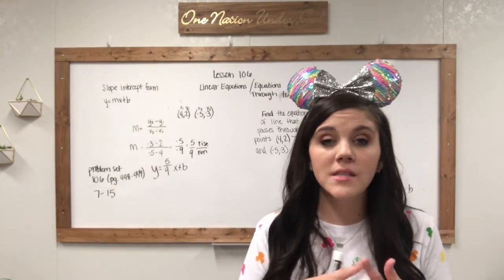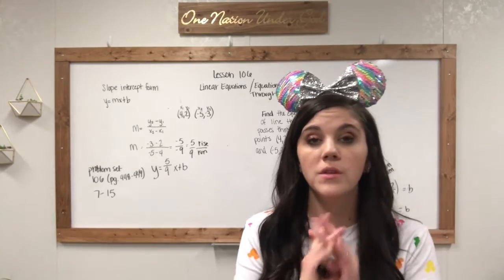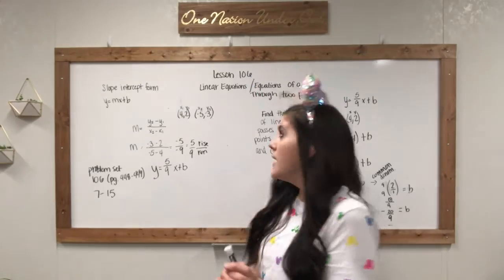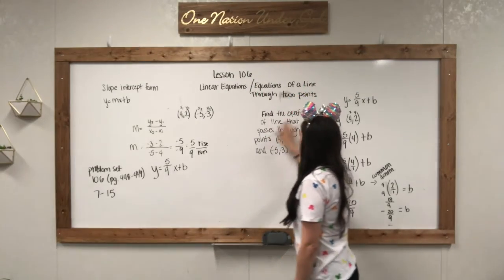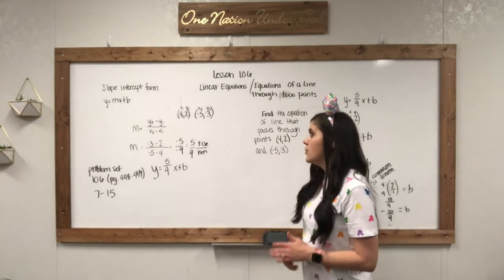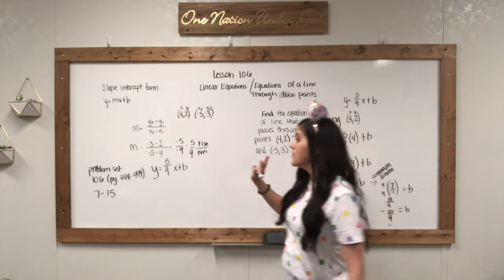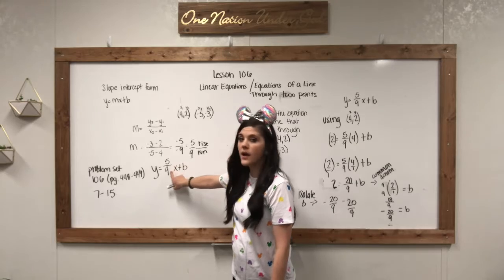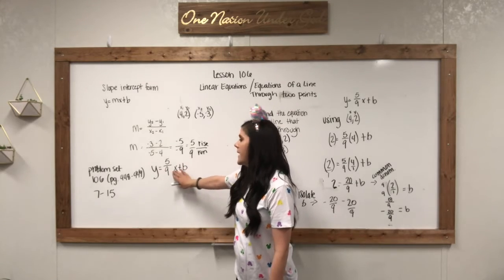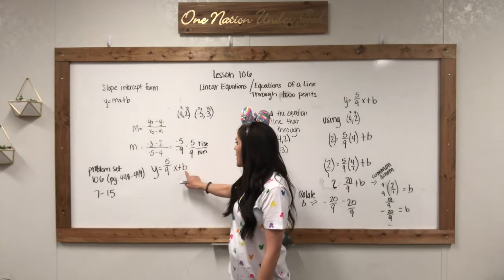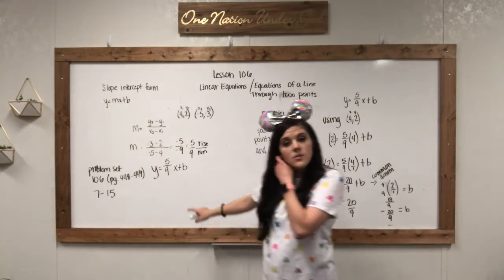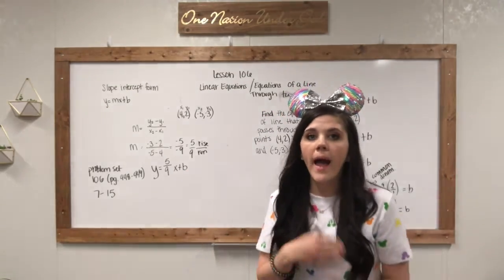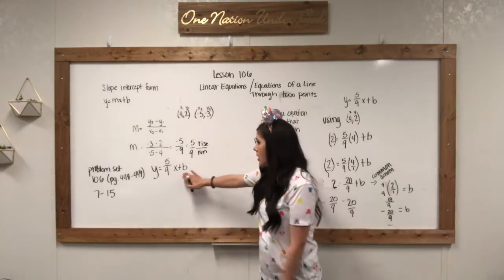But they did not just ask for us to solve for the slope. If they did, we would be finished, right? But they said find the equation of the line that passes through the 2 points. So we solved for the slope. We know that y equals 5 over 9, this is our rise over run, x plus b, okay? But we have to figure out what this b is. Where are we starting? Where is this line crossing the y-axis? So we have to solve for that part.